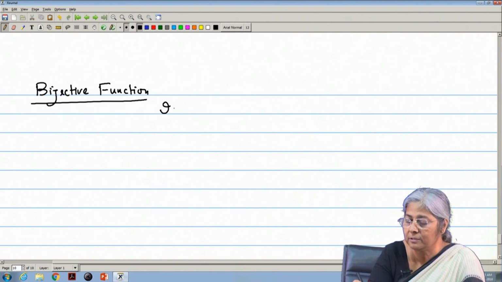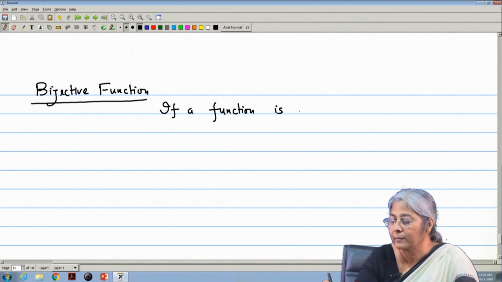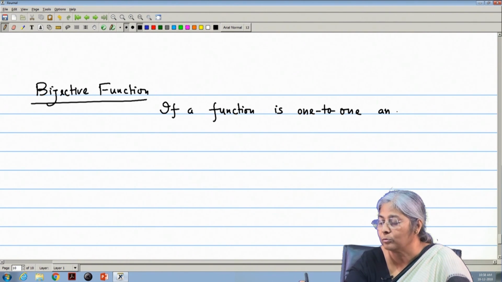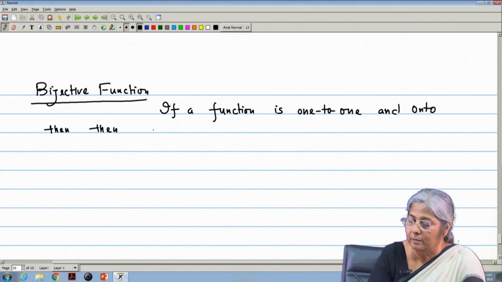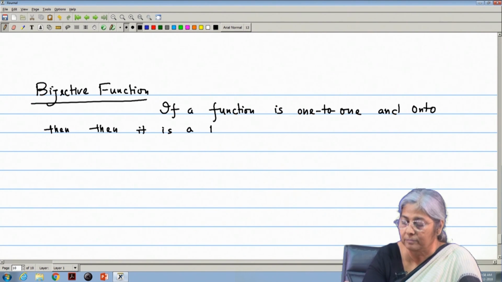And if I define our bijective function, if a function is one to one as well as onto, one to one and onto, then it is a bijective function.